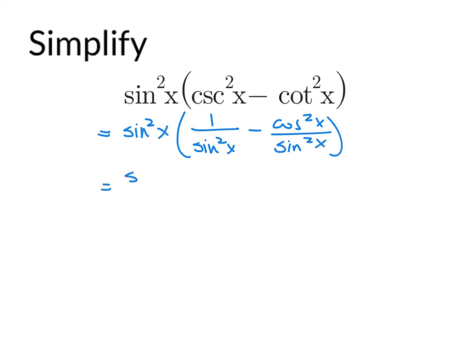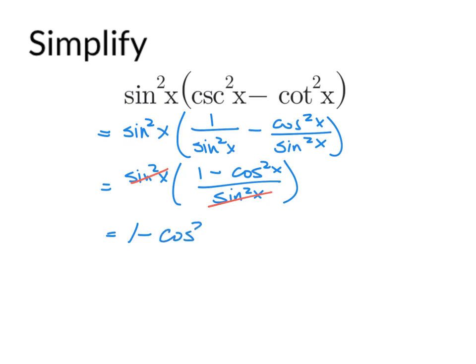Since I'm subtracting two fractions and I have a common denominator, I can just write this as a single fraction, 1 minus cosine squared all over sine squared. And then we get a little canceling to happen. We're multiplying by sine squared and dividing by sine squared, so we have that 1 minus cosine squared. At first glance, you maybe think, well, I'm done, I don't have another identity. But I do want you to be able to recognize this one, that it comes from that basic Pythagorean identity.